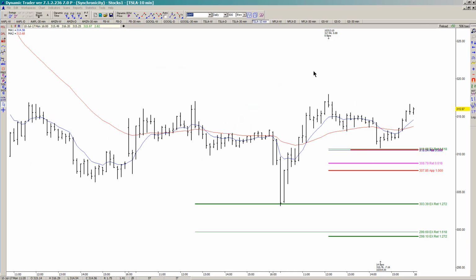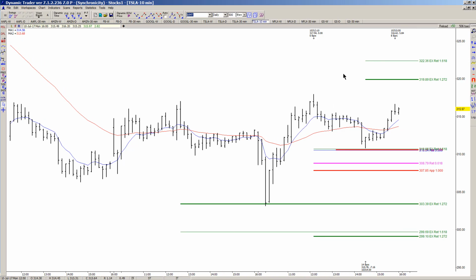And so far it has rallied, I believe, just a little bit over $5. But my typical target that you would look for is going to be the 1272 extension. So I don't know if this is going to continue tomorrow, but as far as, for the day trade, we did hold the support, we did trigger an entry, and we did see a rally of $5.84 so far. If it does continue, then my next immediate targets tomorrow are going to be 319.89 and 322.36.